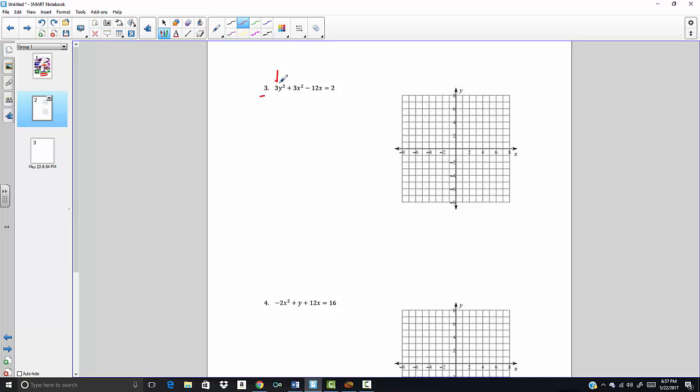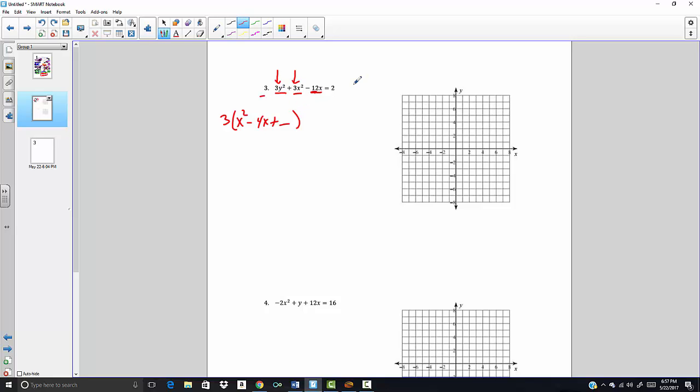These numbers in front of the square terms are the same, and they're both positive. It's a circle. All right, so I'm going to start with the x's. I'm going to factor out a 3. I have x squared. 3 times what will give me negative 12? That'll be negative 4x, okay? And then I'll add a blank to complete a square.